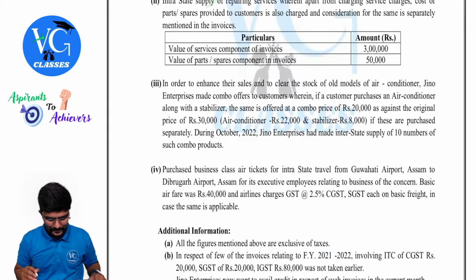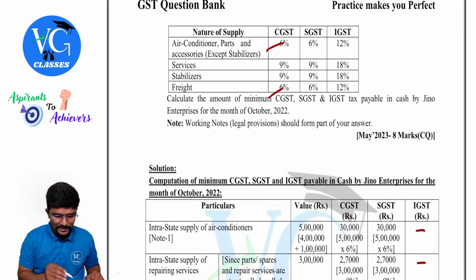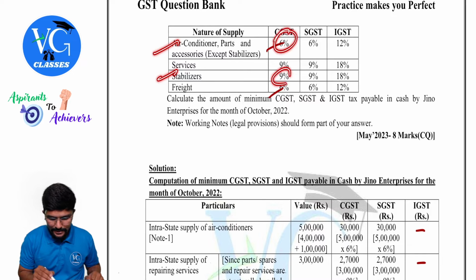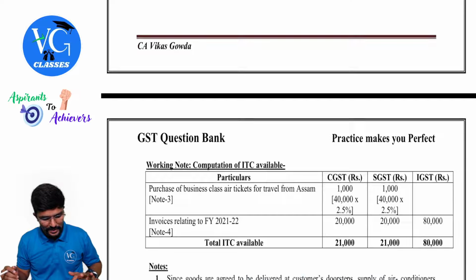Let me just see. It is an air conditioner along with a stabilizer. Air conditioner and stabilizer, 6%, 9%. So it is a mixed supply. The highest rate will be applicable.